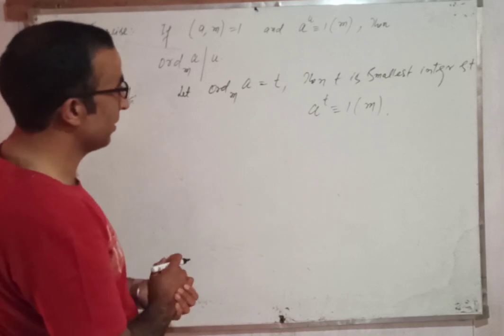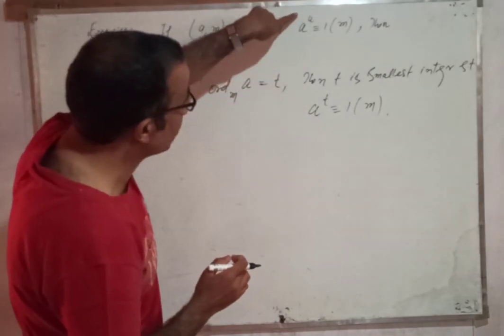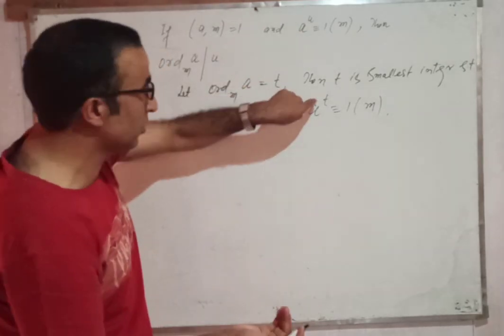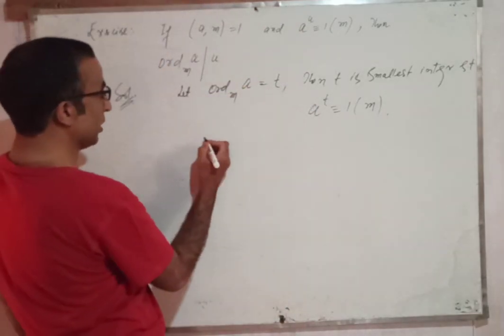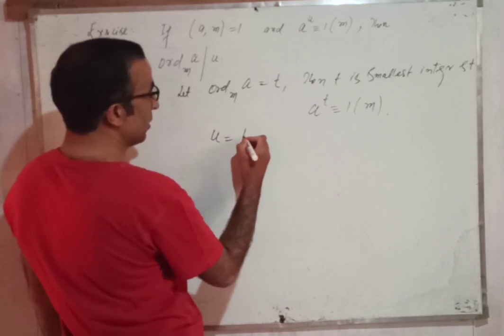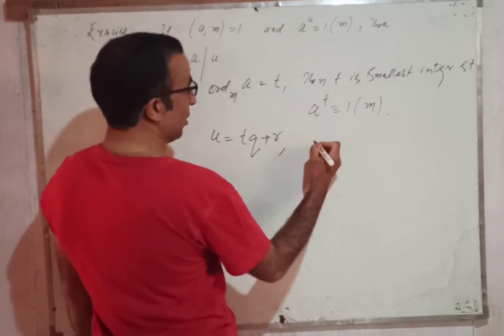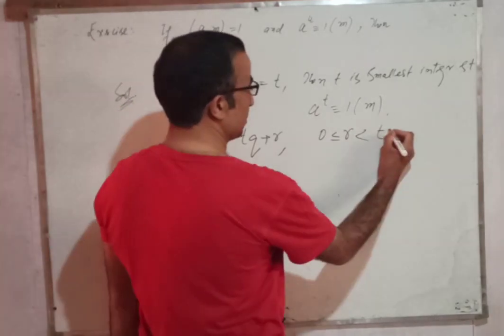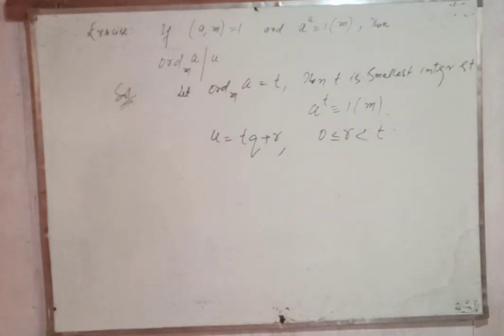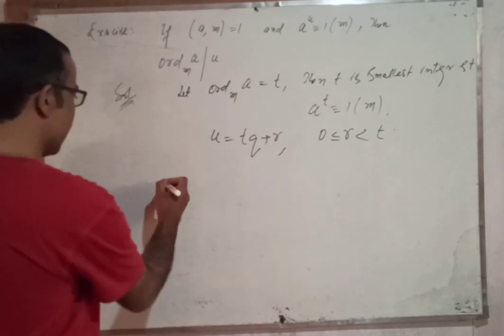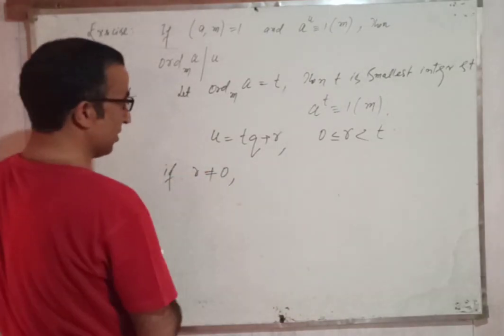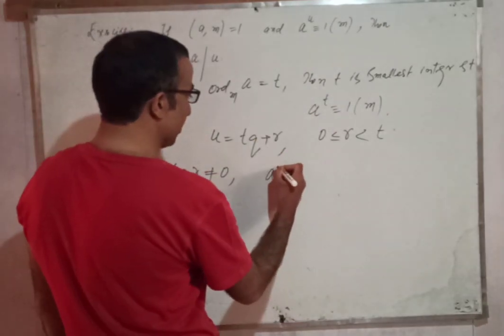So what must happen? I can divide u by t, because u is bigger than t. Using the division algorithm, I can write u equals t times q plus r, where 0 is less than or equal to r, which is less than what? The divisor t. But I claim that r must be 0. If r is not equal to 0, then you can see what a power u is.